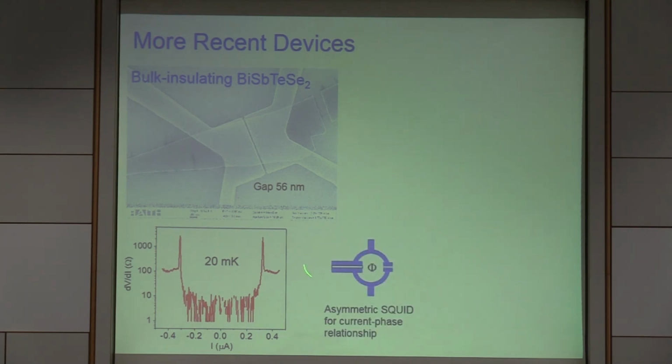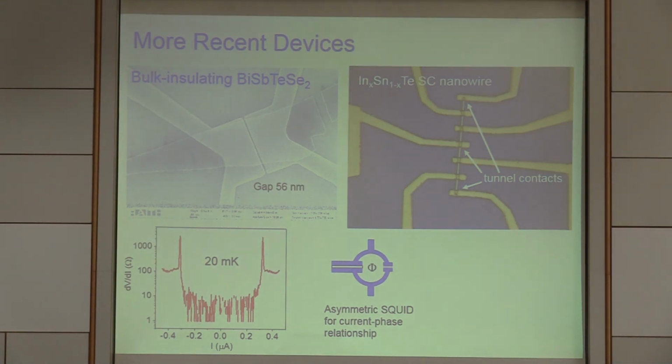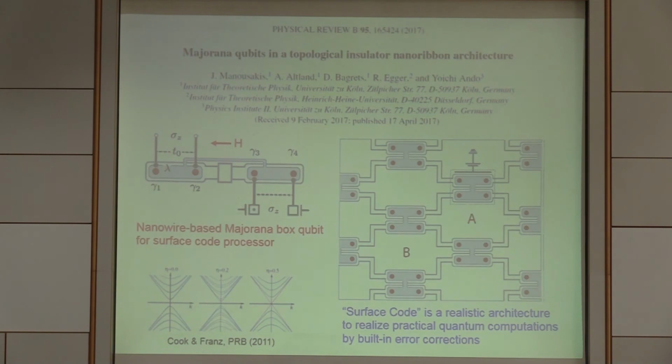And in the near future, we are planning to make this kind of asymmetric SQUID to directly measure the current-phase relationship. And also, we are measuring nanowires of topological superconductor candidate material. And the result of this nanowire will be shown in the poster session with my collaborator, Fan Yang. And we will eventually make this kind of Majorana teleportation experiment. And recently, we have proposed a Majorana surface code structure together with Alex Altland and Ryan Hodge.